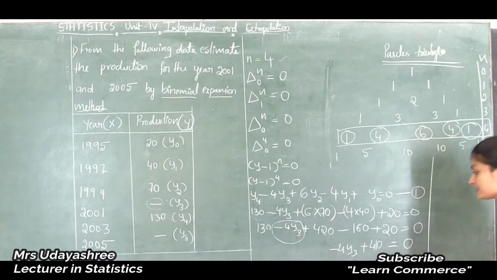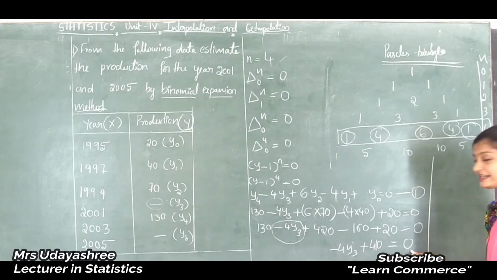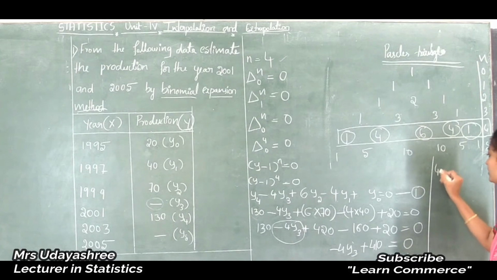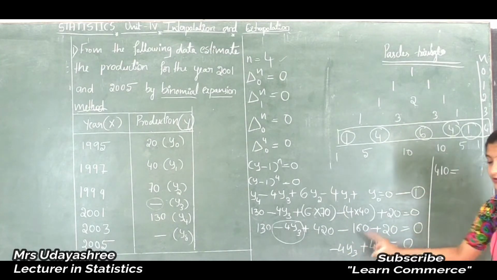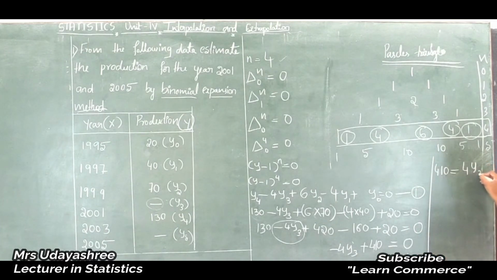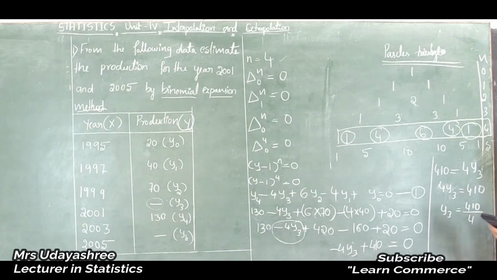Okay, now see, this is a minus value. That value I will bring to the right hand side, then it becomes 410 is equal to 4y3. So this minus became plus. So 4y3 is equal to 410, and y3 is equal to 410 divided by 4. So 410 divided by 4, y3 is equal to 102.5. So here we got the missing value y3, that is 102.5.